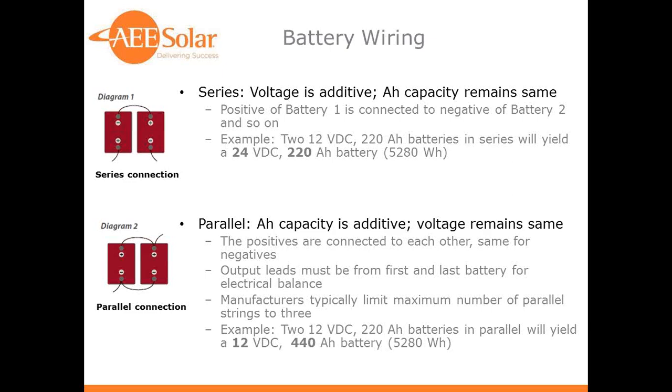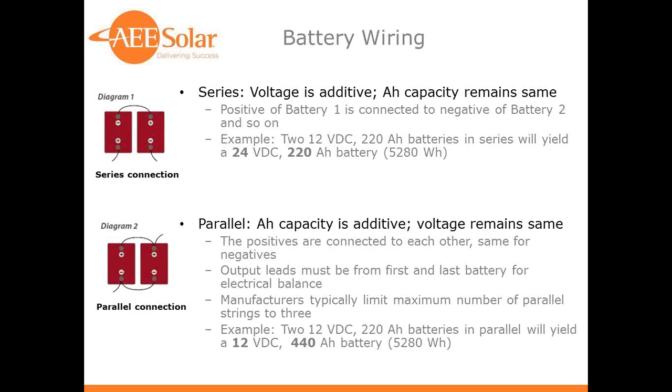So by putting cells in series, we're increasing the voltage, but we're not increasing the amp hour capacity of the battery. However, it's still increasing the amount of storage in the battery. Every time you add a battery, you're adding more potential energy storage. Now, if you wire batteries in parallel, the amp hour capacity is additive because you're adding more amp hour capacity, but the voltage remains the same.